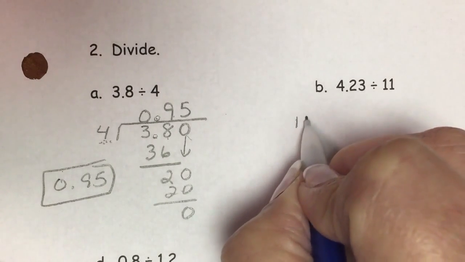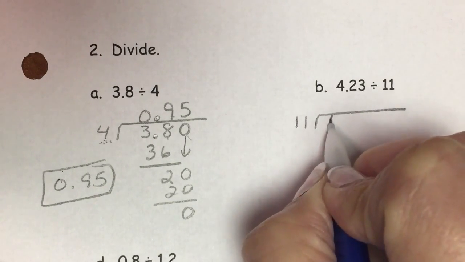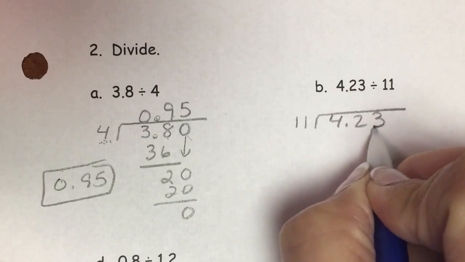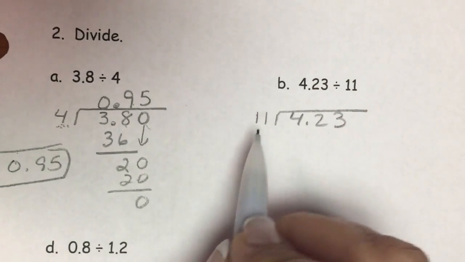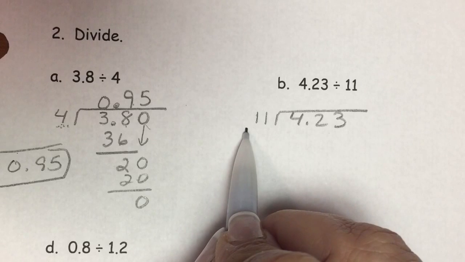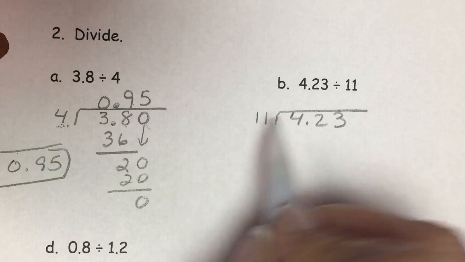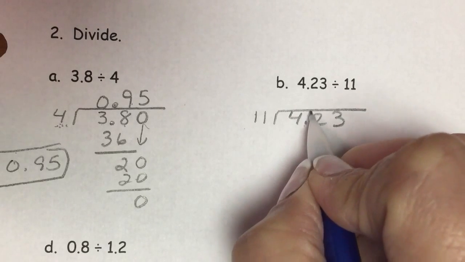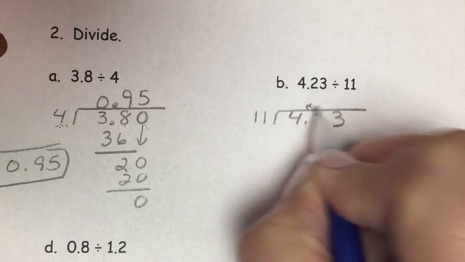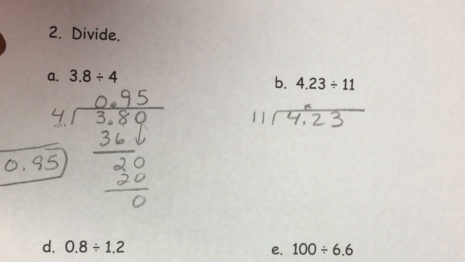Okay, let's set up this one. So 11 into 4.23. So again, there's no decimal in the divisor. So there's no moving of decimals necessary. We're just going to go under here, and we're going to pop our decimal in our answer right above that. And we're just going to divide until it repeats or until it comes out evenly.